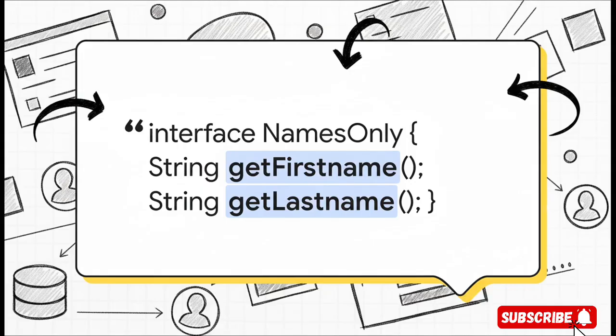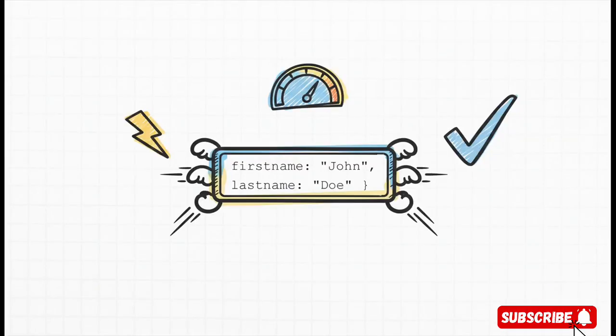It's called a projection. All you do is create a simple interface that defines getters for only the properties you actually want. Here, we made a names-only interface. It's basically a contract, a shopping list for the data shape we want. And this is the cool part.